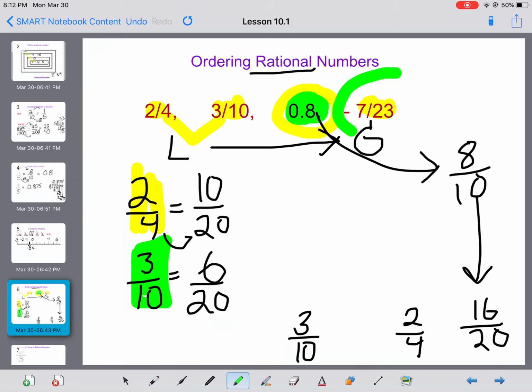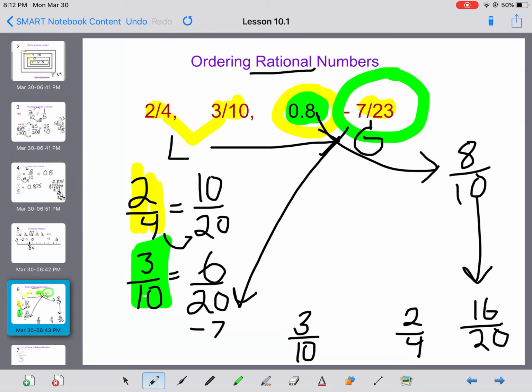Now you might be thinking to yourself, but Ms. Nyhoff, what do I do with -7/23? How can I put that into tenths? Well, I put it on here just to prove a quick point. I don't actually need to put it into tenths to know that it's the smallest number.